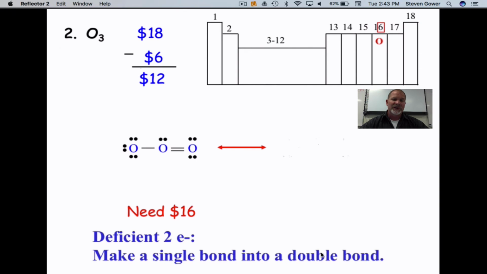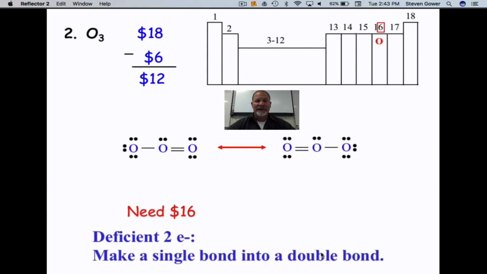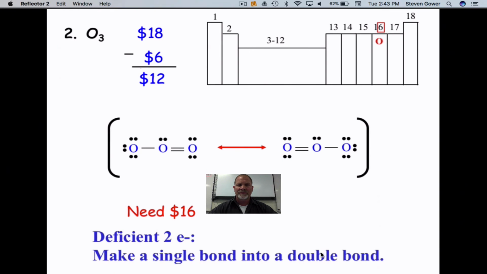Now, resonance structure, the double bond could have been on the other oxygen, so I need to write that out. Basically, it's a mirror image almost, but with brackets around it. That's why I do resonance structures. There are two possible structures here.